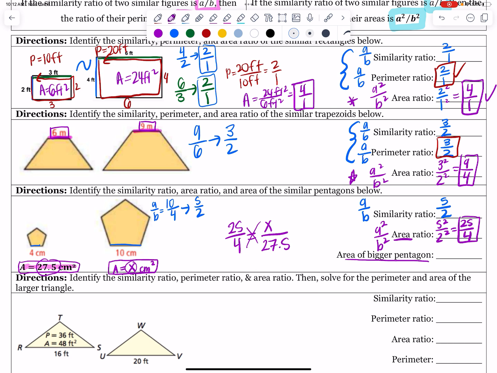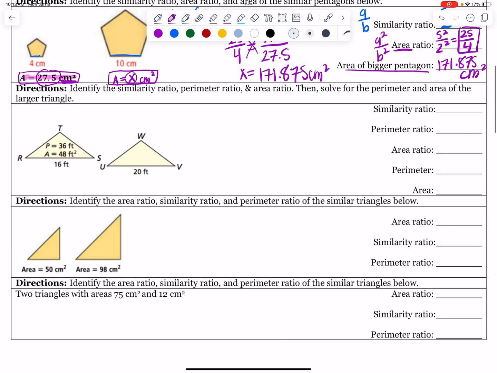So I'm going to type into my calculator 25 times 27.5. And I get 687.5, and then I divide that by 4, which means that the area of the larger shape is going to be 171.875 centimeters squared, because it's going to be in the same units as this area. So we just found an unknown area using our area ratio. So not only does it allow you to solve for ratios, it also allows you to find missing areas and missing perimeters. Okay, let's do that again.